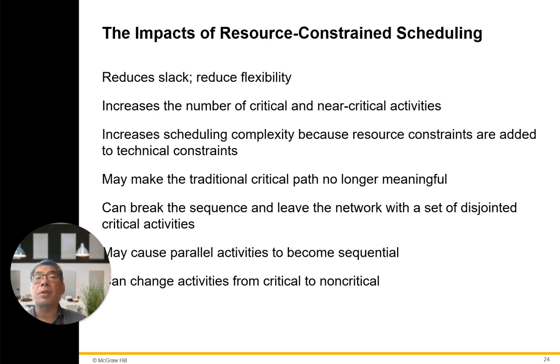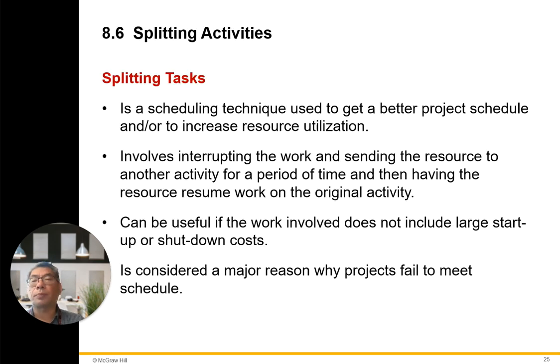The impact of resource constraint scheduling: due to reduced slack, reduced flexibility, it increases the number of critical and non-critical activities and increases the scheduling complexity, because resource constraints are added to the technical constraints. It may make traditional critical paths no longer meaningful, can break the sequence and leave the network with self-distributing activities, may cause parallel activities to become sequential, and can change an activity from critical to non-critical.